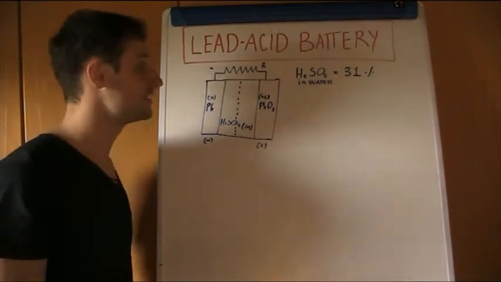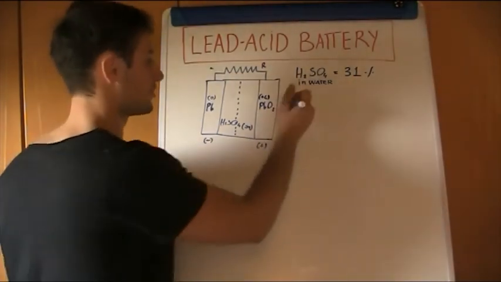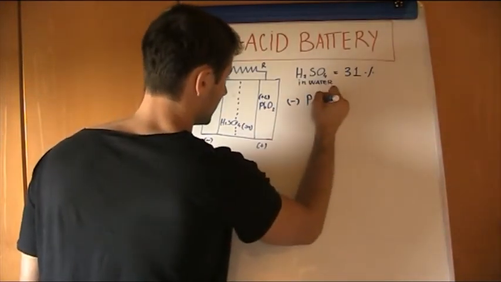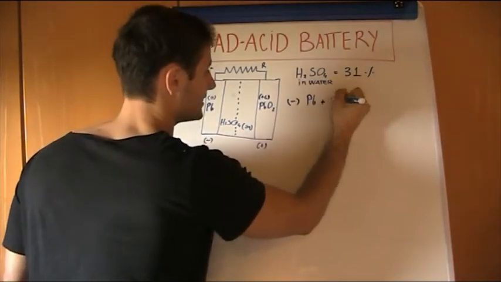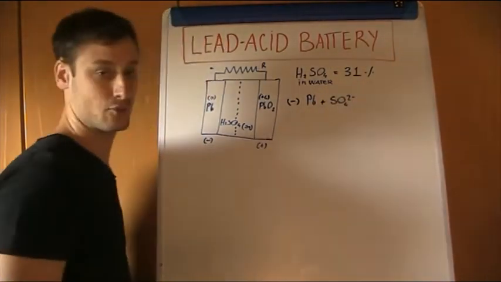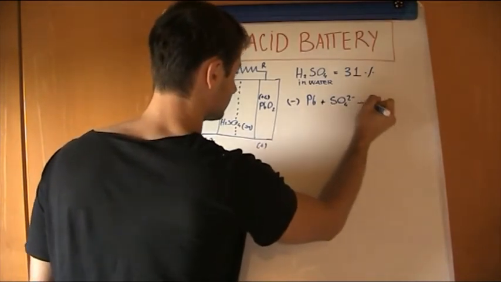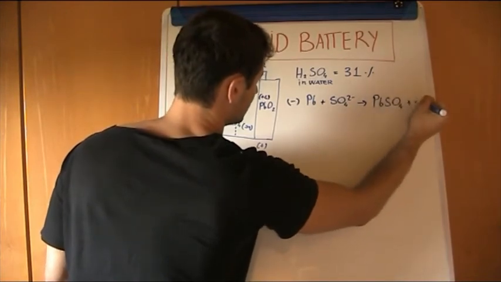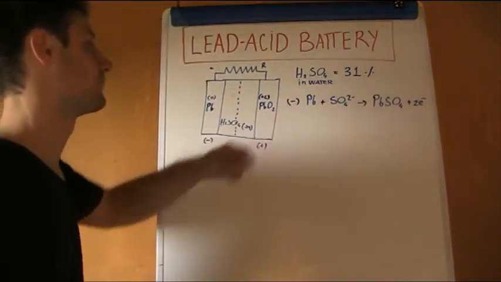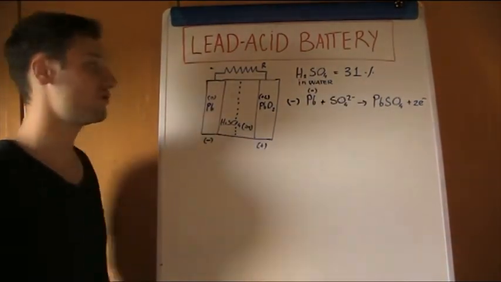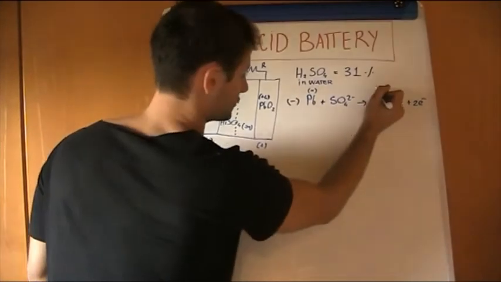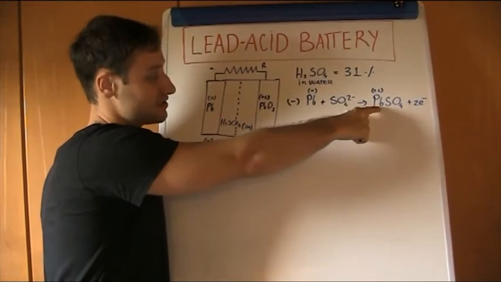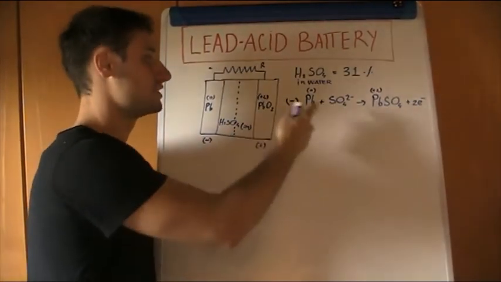If we look at the reaction during discharge, on the negative pole we have the oxidation. There is an interaction between the lead and the anion of the sulfuric acid, with the formation of lead sulfate and 2 electrons. We are passing from an oxidation number of 0 to +2. So this is a real oxidation. When we create this solid, we are promoting the oxidation.